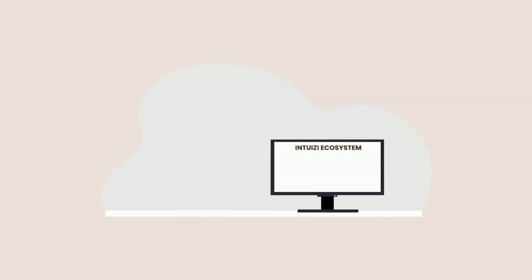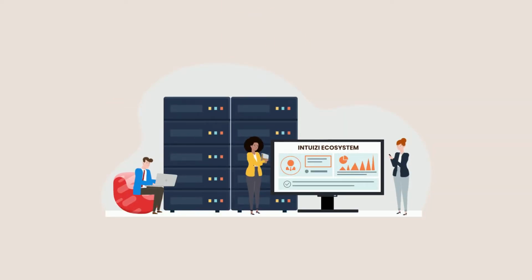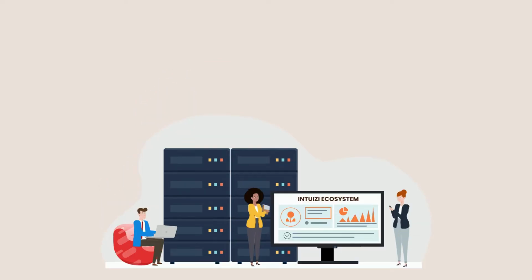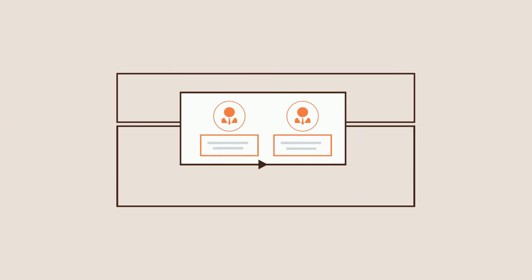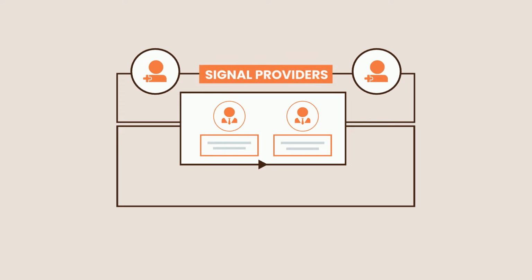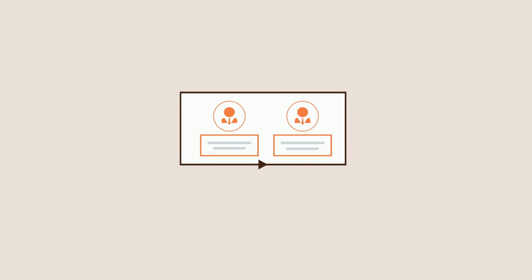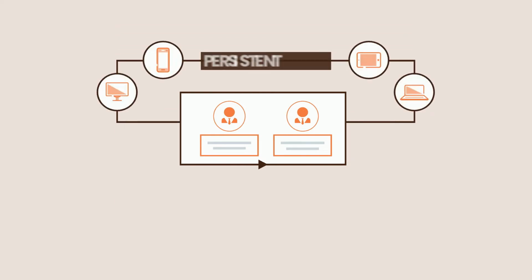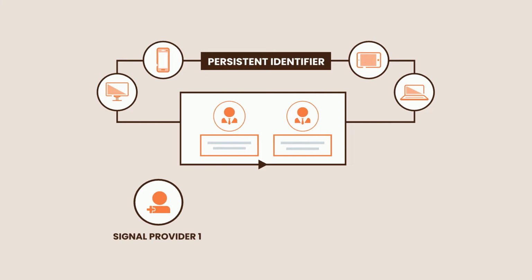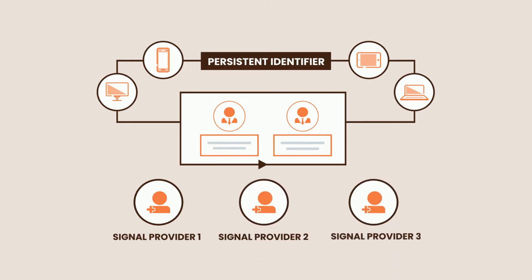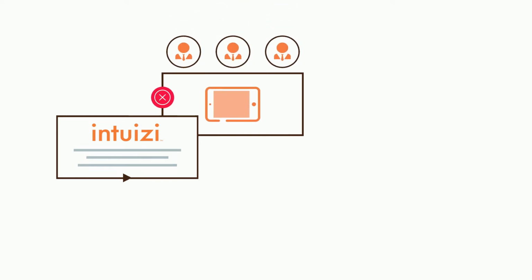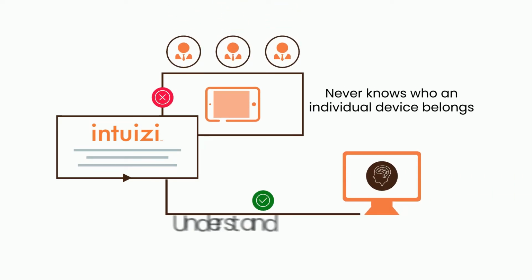In order that Intuizi never owns any personally identifiable information, any data processed by Intuizi on behalf of any signal provider is hashed and encrypted by the signal provider on their servers using an Intuizi algorithm. This creates a persistent identifier for any given device, even across different datasets provided by different signal providers. Through this process, Intuizi never knows who an individual device belongs to, but is able to understand the behavior of a given device across multiple datasets from different signal providers.